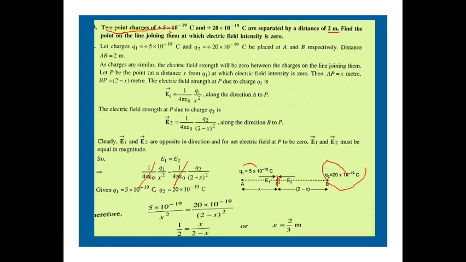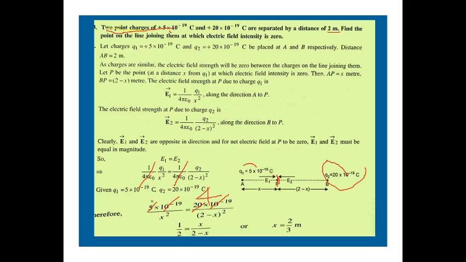These two will cancel each other, and the remaining is q1 q2 divided by x square and 2 minus x. By substituting the values: q1 is 5 into 10 raised to minus 19 coulomb, q2 is 20 into 10 raised to minus 19 coulomb, and the distances are x and 2 minus x. This will cancel. Divide by 5, it becomes 4, and by cross multiplication this becomes 1 and x square.